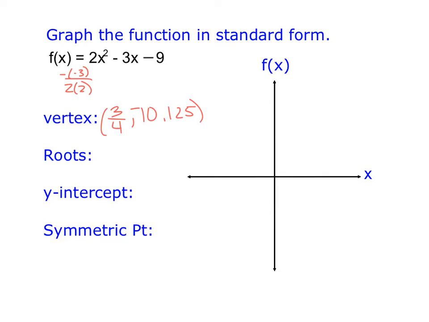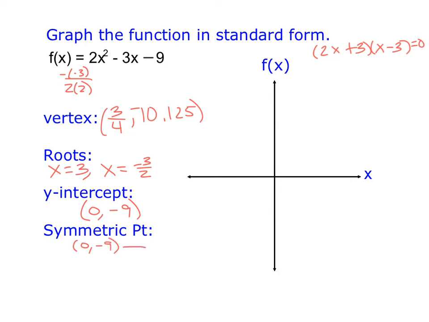For the roots, this is factorable, so (2x + 3)(x - 3) = 0. So I get x equals 3, and x equals negative 3 over 2. My y-intercept is negative 9, sorry.